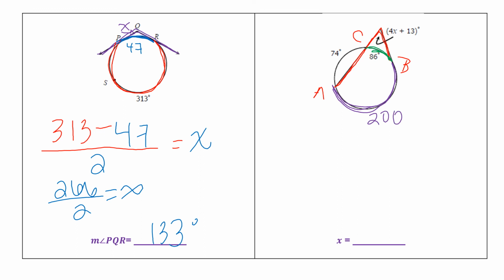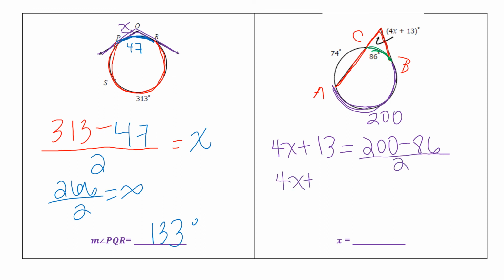So now that we know that arc, we can set up and find the value of x. The angle, which is 4x plus 13, is going to equal the outside arc, which is 200, minus the inside, which is 86, divided by 2. So I'm going to do 200 minus 86, which is 114. I'm going to divide that by 2, so 57. To solve this, we are going to subtract 13 from both sides. So it gives me 4x equals 44. Divide both sides by 4, and x is going to equal 11.